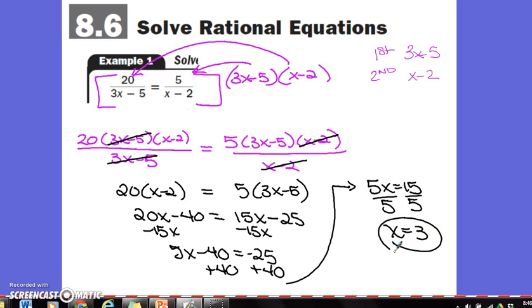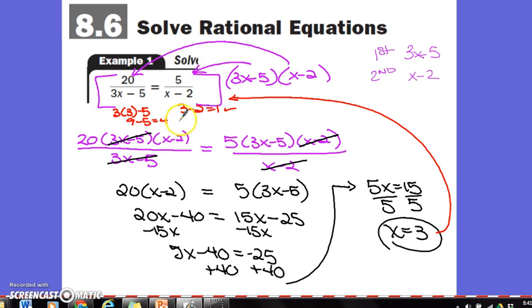But here's the thing. You have to come back up here and look to see if this 3 will make either of your denominators 0. So if we put a 3 in here, it would be 3 times 3 minus 5. That would give me 9 minus 5. That would be 4. So we can use that one. And here, if we put it in, it would be 3 minus 2 equals 1. So they both check out.